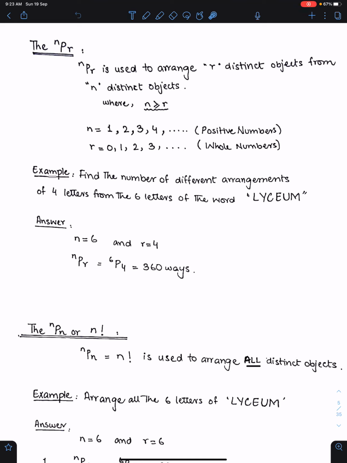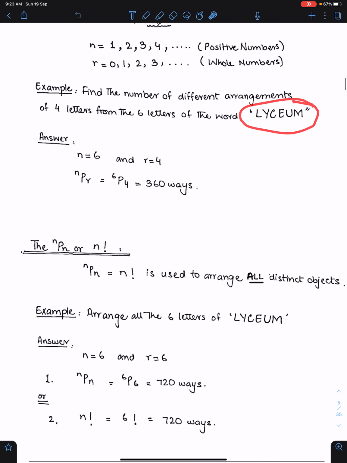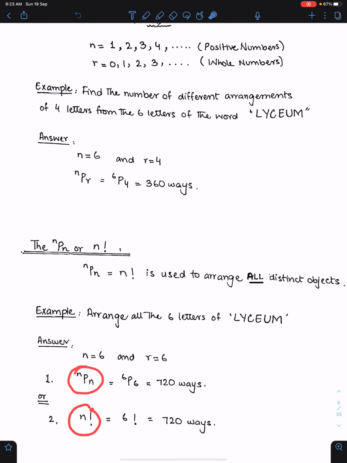For example, if we have to arrange all 6 letters of the word Lyceum, then we can either use nPn or n factorial. According to nPn, we should write 6P6. According to n factorial, we should write 6 factorial. We'll get the same answers because they both mean the same thing.